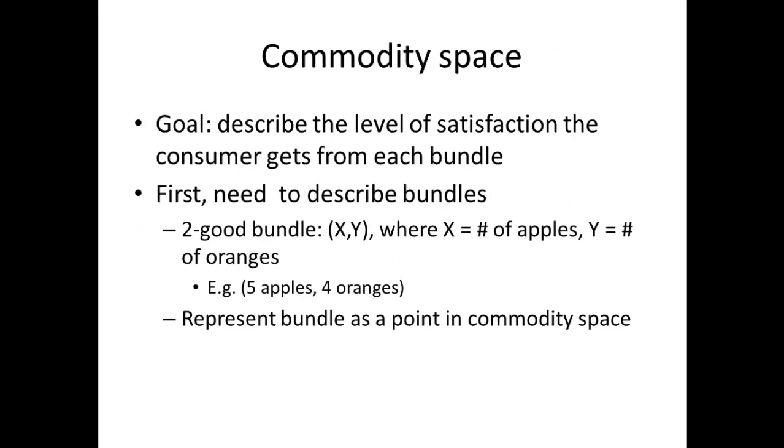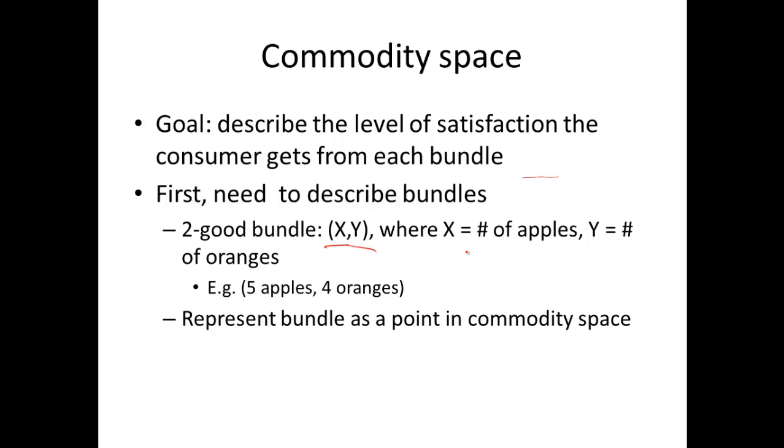So what I want to do is build a structure for talking about preferences and the utility function and indifference curves. And so our first tool here is what we call commodity space. Our goal is to be able to describe the level of satisfaction that the consumer gets from each bundle. But first, to do that, we need to be able to just describe bundles. We're going to work with two good bundles, just because we like to make pictures on paper, and paper's two-dimensional.